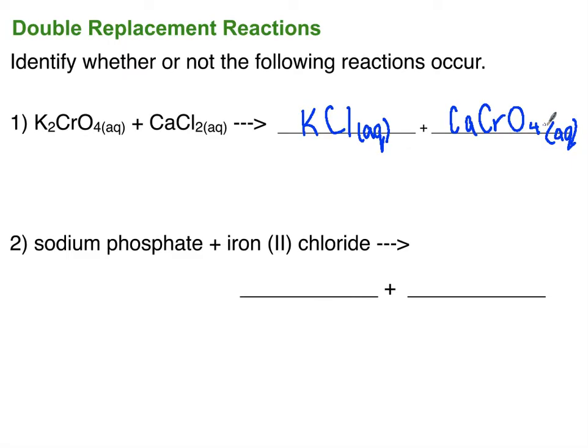In this case, we have two aqueous solutions, and so we don't actually see a reaction. We just have a bunch of ions floating around in the water together. So in this case, there is no reaction. So now go ahead and figure out the products and determine the states of matter for number 2.